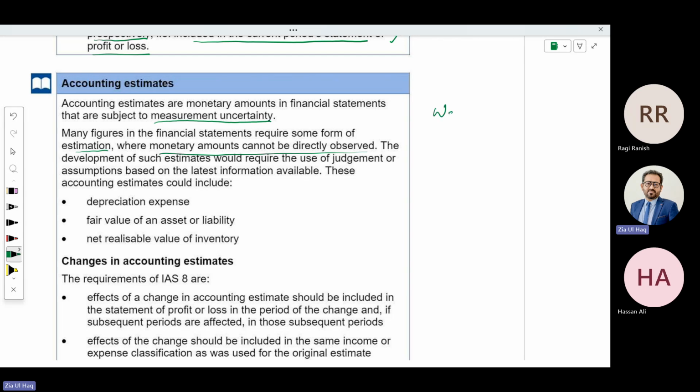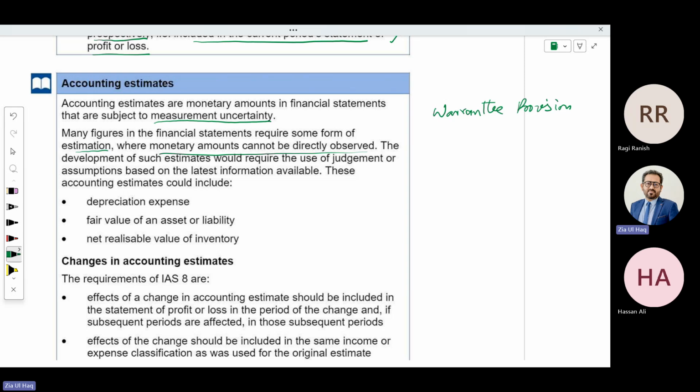Warranty provision. If you are providing a warranty to a customer, you need to create a warranty provision in the financial statements. Meaning there will be warranty claims that you will face in future, some expenditure that you need to pay back to the customer. And prudence says future expenses should be recorded now. This means you need to create a warranty provision in the financial statements. By how much amount? That is estimation.